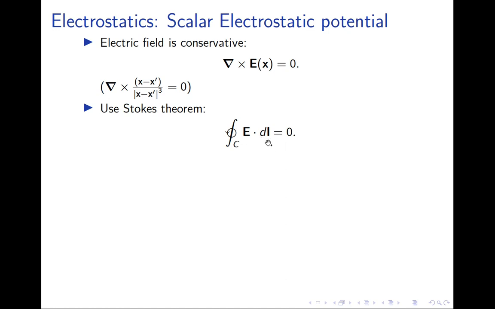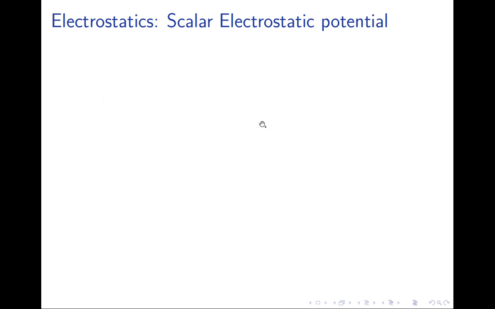Let's say you have E dot dl, which is the line integral of the electric field along any closed loop. By Stokes' theorem this is the curl of E on the surface for which C is the boundary, and that is 0. So we have the line integral of the electric field around any closed loop being 0. Right? This is something which you have learned in high school as well. The integral versions of both Maxwell equations.